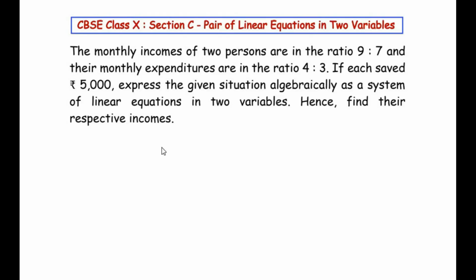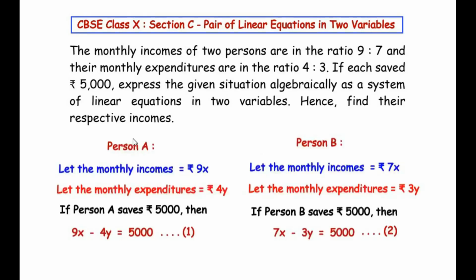So let us begin by writing the given data first. This side represents person A's income, the expenditure and the equation, and this side represents the data for person B. Let the monthly income for person A be 9x from the ratio. For the second person the monthly income becomes 7x, where x is the amount. Let the monthly expenditure for person A be rupees 4y and let the monthly expenditure for person B be rupees 3y.